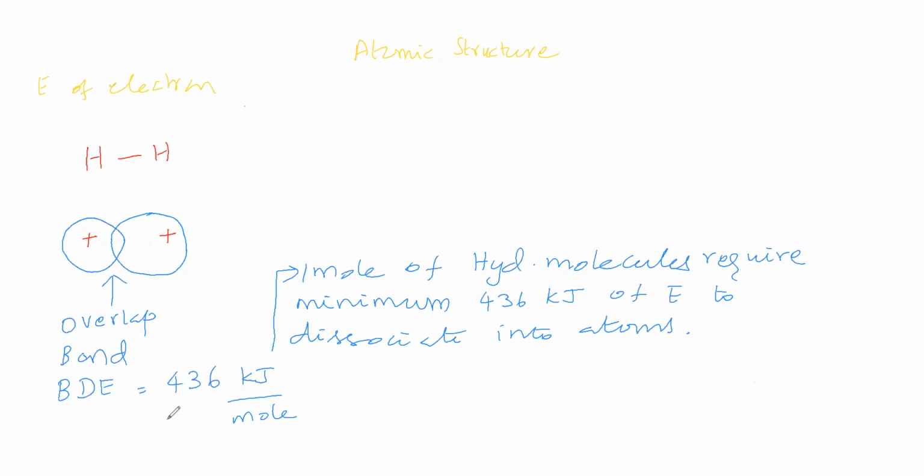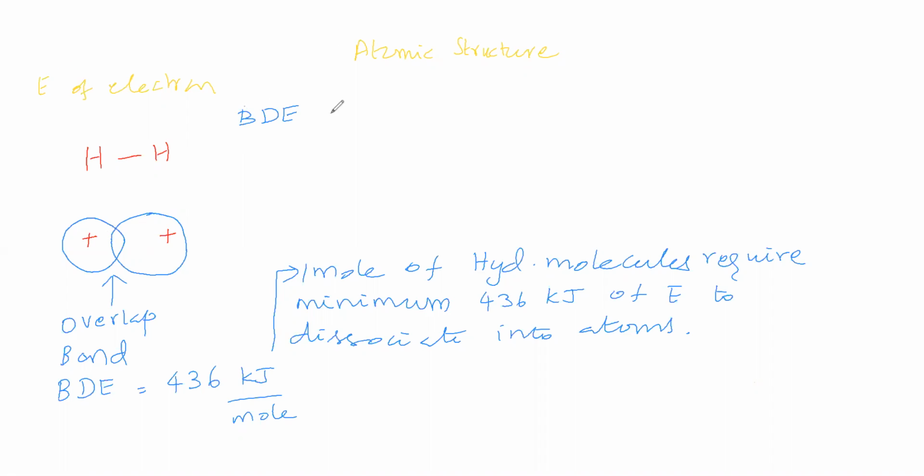So if you supply 436 kilojoule of energy, then 1 mole of hydrogen molecules converts into atoms. This is the minimum energy required. That means to break the bonds in 1 mole of molecules, so and so energy is required. So now let us consider bond dissociation energy.